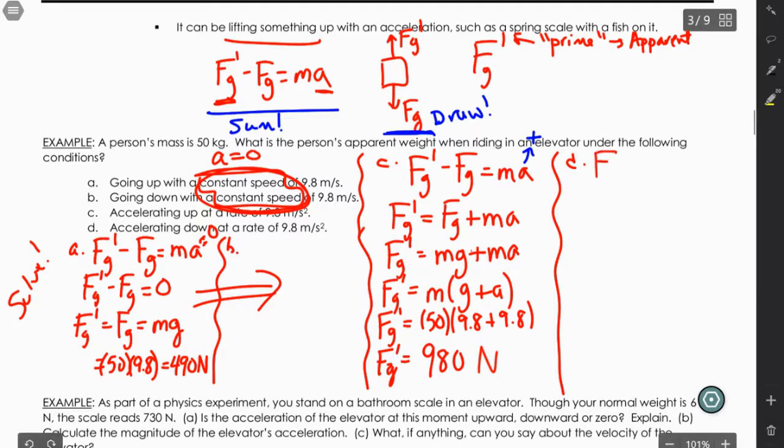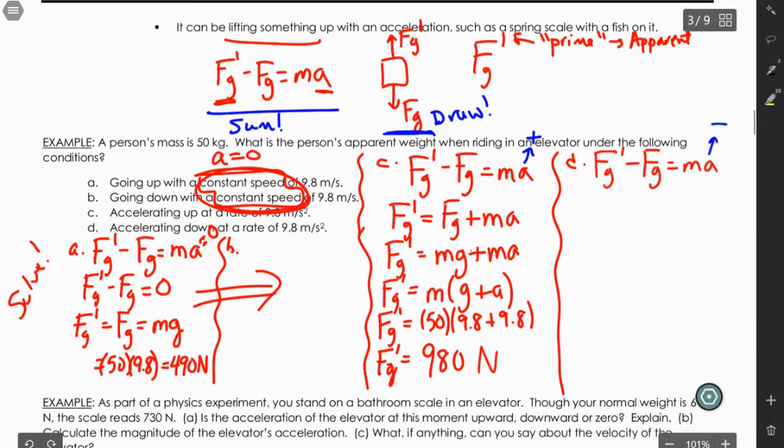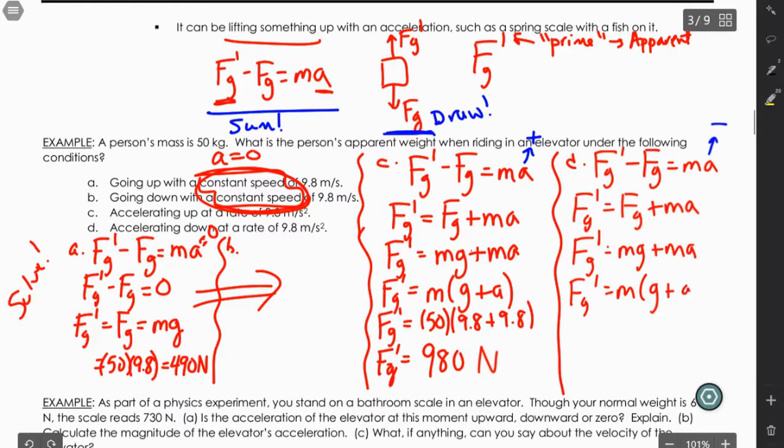And now if we do our next one, the solving is actually the same. The only difference is that when we plug in A, we're going to plug it in as negative A, okay? Because we're going opposite. So it's going to be Fg prime equals Fg plus ma, right? Fg prime is mg plus ma. Fg prime is m times g plus a, right? And as I said up here, for A, we're going to plug in negative.